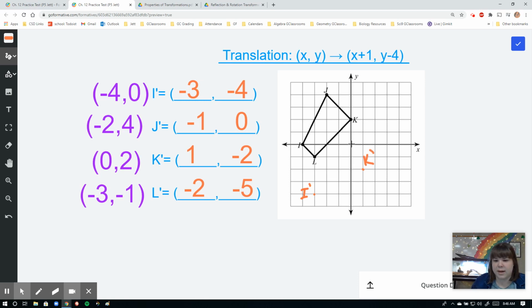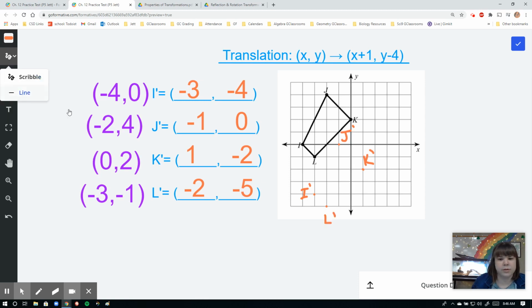So J prime would be at -1 and then 0. Again, let's test that dot. Again, we're going to the right one and then down 4. So yep, that one works. This one, -2 and then -5. And for L, we're moving right 1 and down 4, so that one works. Let's label them. And this will be L prime.